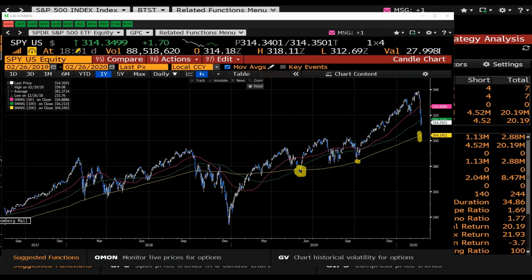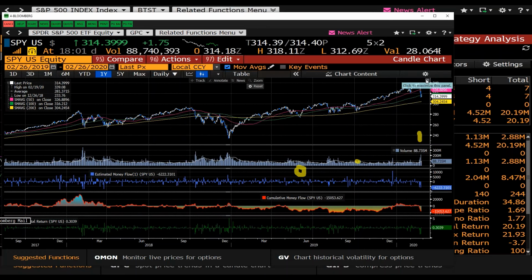Now, let me just show you something very exciting about this particular index. You guys should ask this question: Naeem, why are you looking at the ETF, not the index itself?